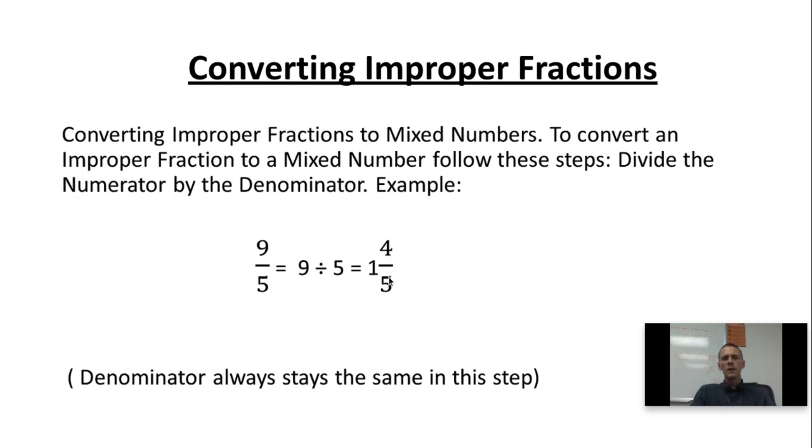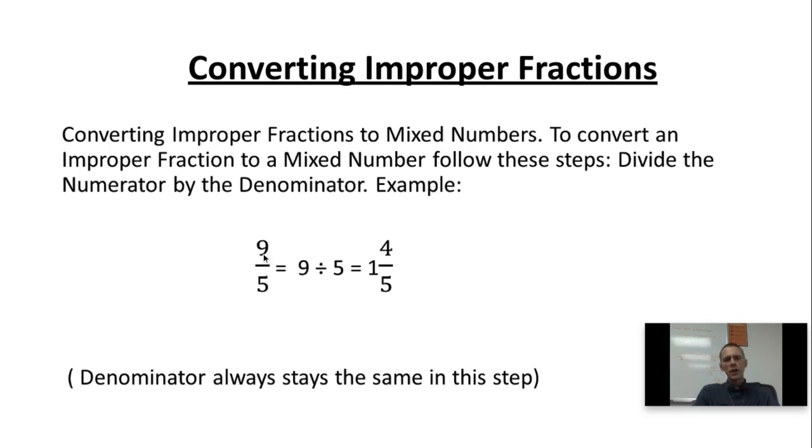Now, 1 4/5 would be considered a mixed number. Now, your improper fraction, 9 over 5. Now, the reason why 9 over 5 is an improper fraction is because the bottom consists of your whole, 5 pieces.